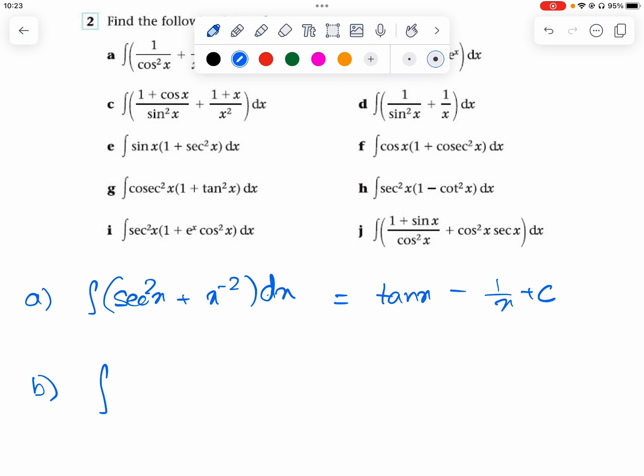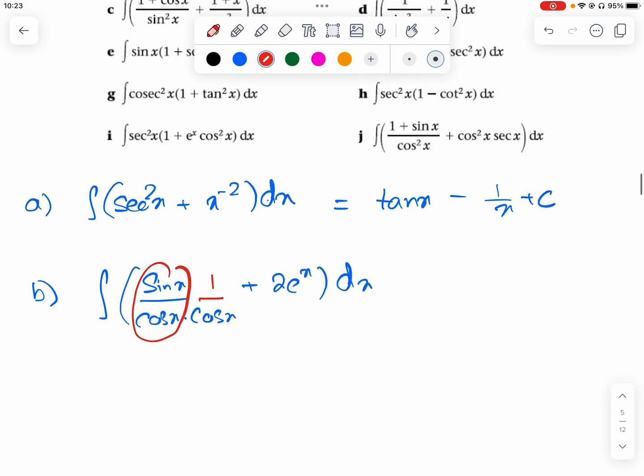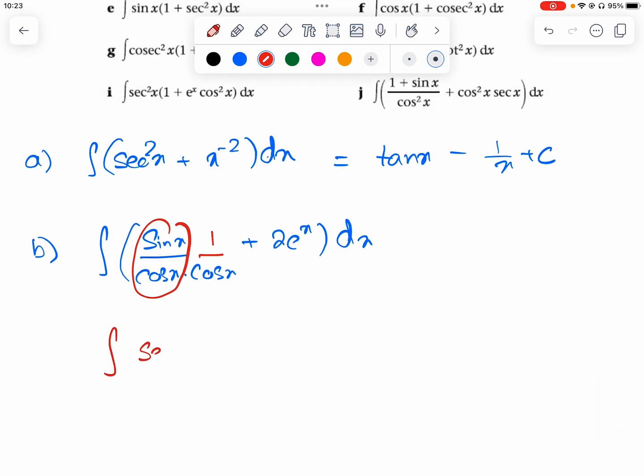Part b, sin x upon cos square x. What is it? It can be written as sin x upon cos x times cos x plus 2e power x. So why am I writing it out like that? Because sin by cos will become tan and 1 by cosine will become secant. So it will become integral of secant x tan x plus 2e power x dx. So secant x tan x, integral is secant x plus 2e power x integral is e power x plus c.